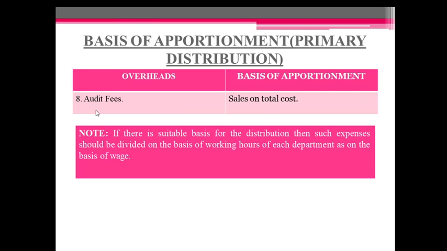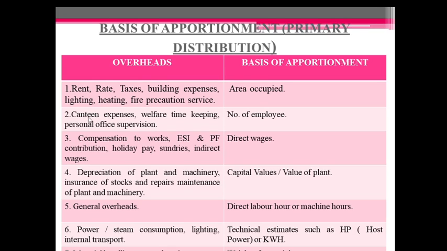So next, canteen expenses, welfare, timekeeping, personnel office, supervision. These expenses we have to allocate or apportion on the basis of the number of employees. They will give the number of employees, and on that basis we apportion.